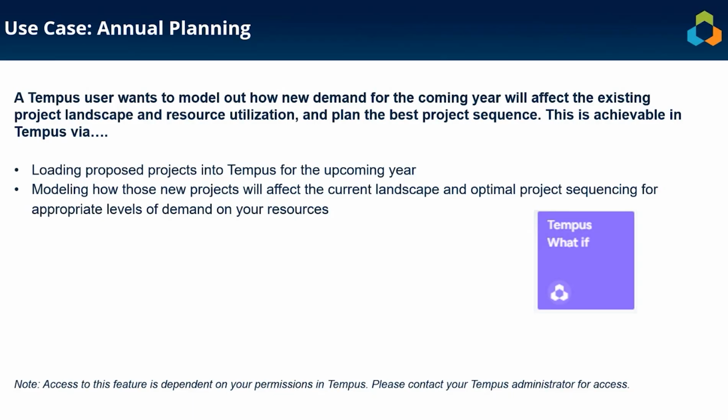What we'll talk about is how to load in your incoming projects, prioritize them through attribution, and then model out how these new projects will fit into the existing landscape of ongoing work, and make decisions about how and when to sequence your new demand. We'll also take a look at using a portfolio planner report based on this model data for a quick visual representation of your new annual plan. So let's take a look at how this works in Tempus.